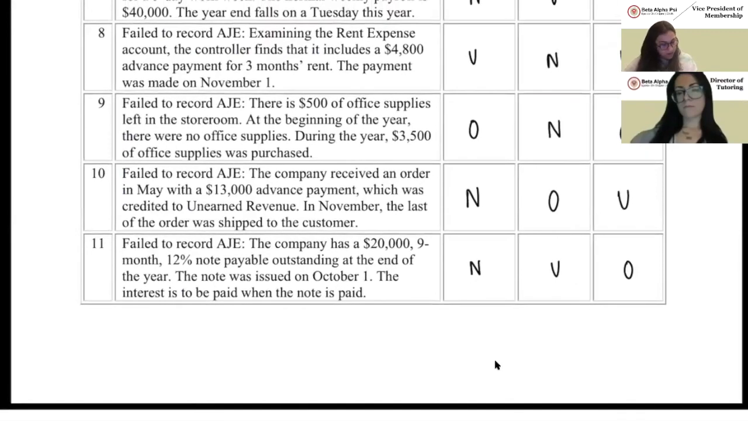All right, number 11, failed to record adjusting journal entry. The company has a $20,000 9-month 12% note payable outstanding at the end of the year. The note was issued on October 1st. Interest is to be paid when the note is paid. So the adjusting journal entry that we have to do for this is to accrue the expense that we have to pay when we pay back the note.